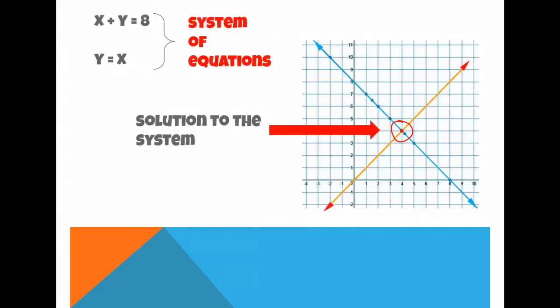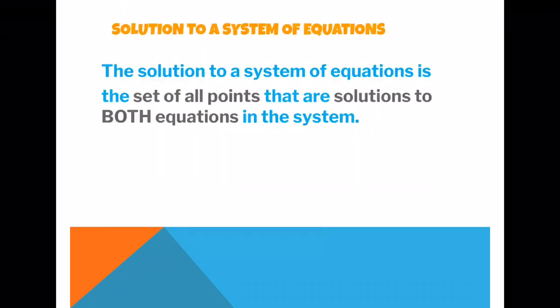These two equations can be considered to be combined with the operator and. So going back to our example, in our system we were looking for the point where x plus y equals 8, where that equation is true, and where x is equal to y, or y is equal to x. So we can consider the two equations to be joined with the word and. Furthermore, the solution to a system of equations is the set of all points that are solutions to both equations in the system. In the example that we just showed, there was exactly one point that those equations shared, and that was the solution. Let's look at another example.